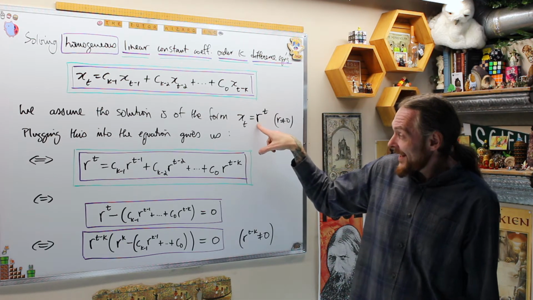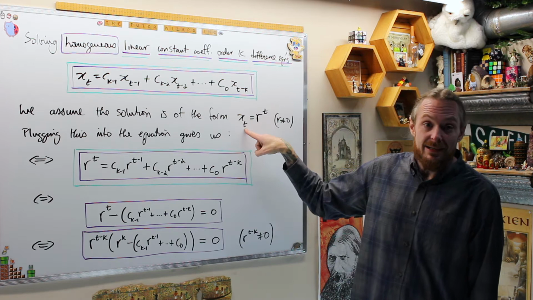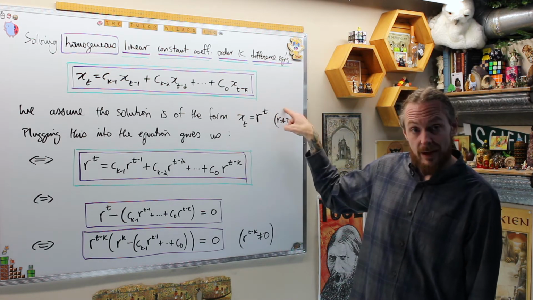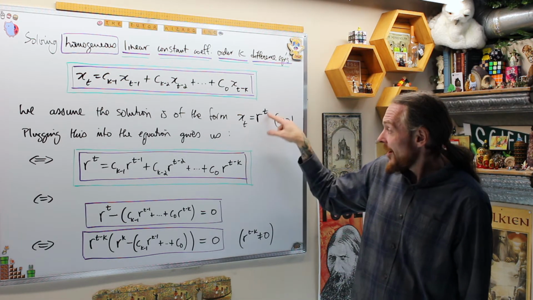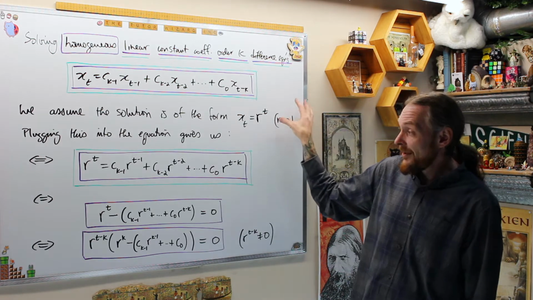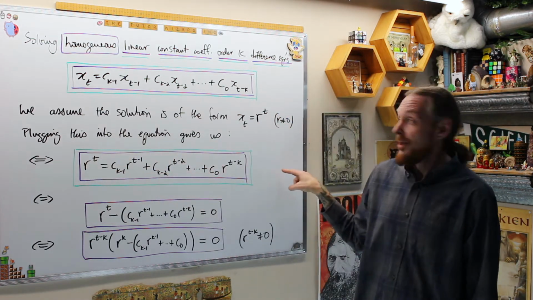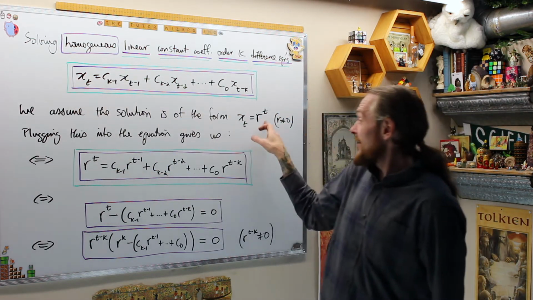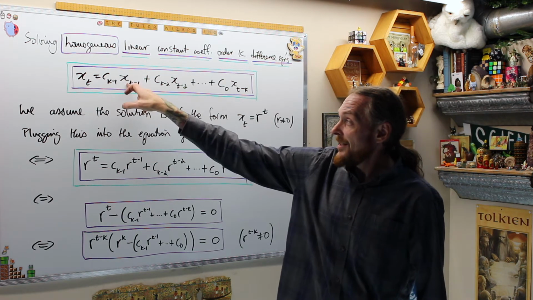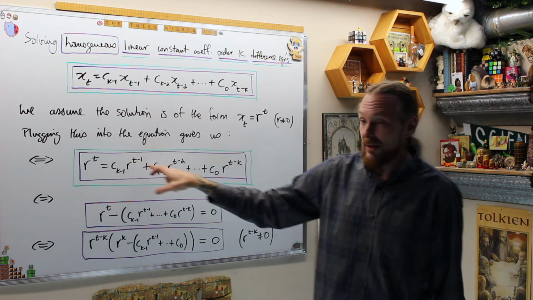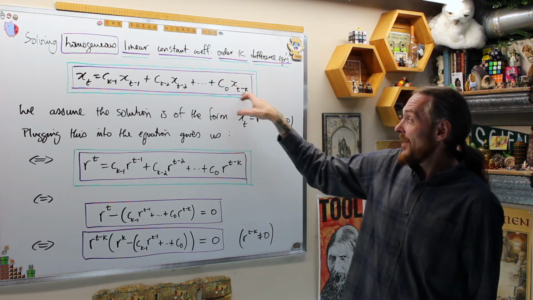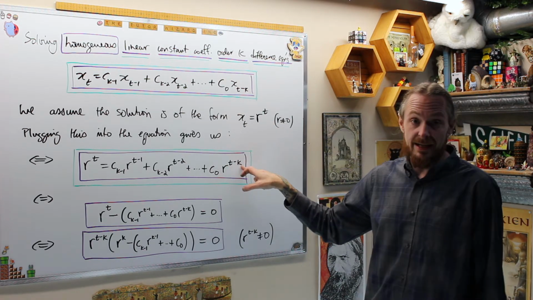If I take that guy now, then x to the t minus 1 is going to be r to the t minus 1, and x to the t minus 2 is going to be r to the t minus 2. If I take all those values and plug them back in here, I'm going to get x_t is r to the t, x_{t-1} is r to the t minus 1, all the way down to x_{t-k}, which is going to be r to the t minus k.